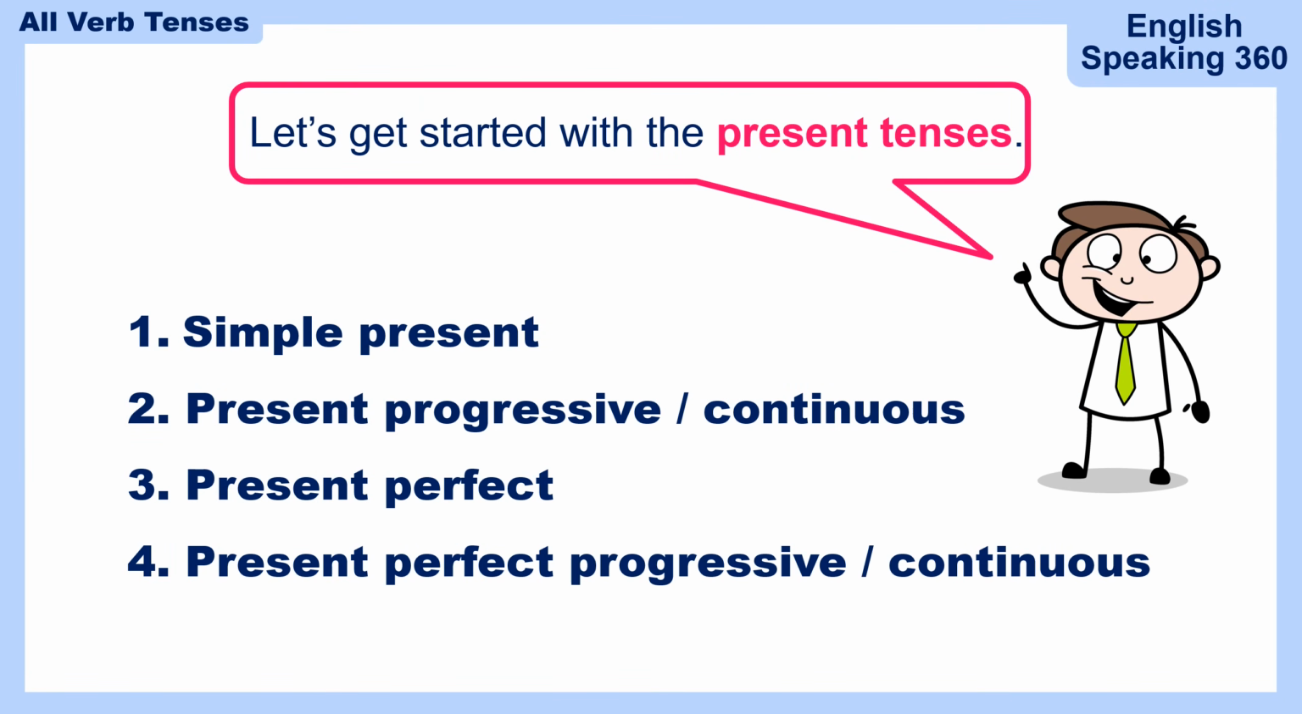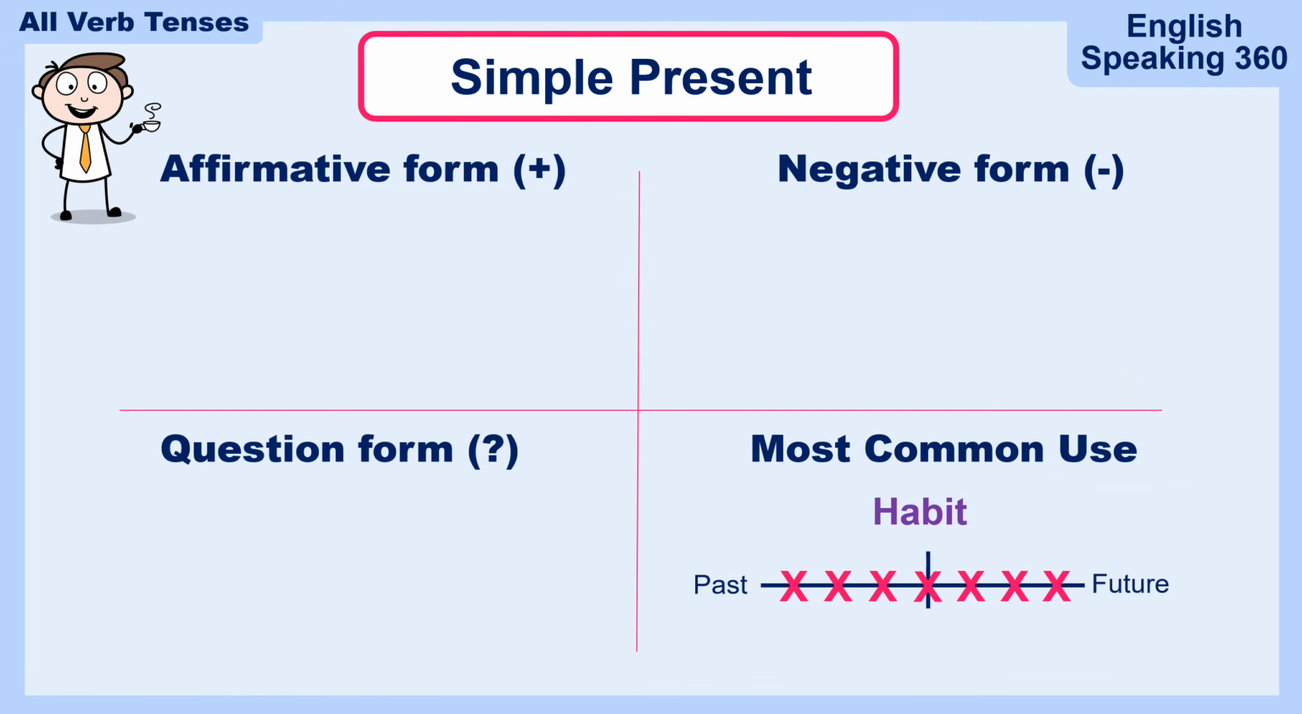Let's get started with the present tenses. The simple present, present progressive, but some people also call it the present continuous. The present perfect, the present perfect progressive, also called present perfect continuous. Simple present. The simple present is used for habits, something that you do every day, for example.